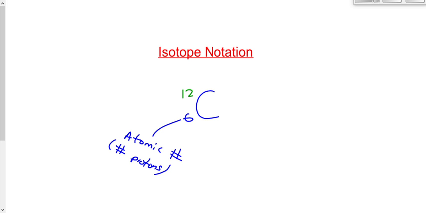Now, the mass number for carbon can vary. The atomic number can't. If the atomic number changes, it isn't carbon anymore. If the mass number changes, it is carbon. It's just a different isotope or a different version of carbon. You can have carbon 12, you can have carbon 14. They both have an atomic number of 6.